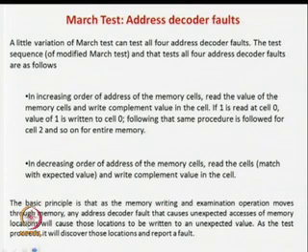Okay? With this philosophy we will see how March test, or different forms of March test, can do the address decoder test. A little variation of March test can test all the four address decoder faults which we have seen. What were the four types? You should not get access to a wrong memory cell. It should not happen that one address is accessing two memory cells, or that one address is accessing nothing, or that you get some other kind of coupling effects and so forth.